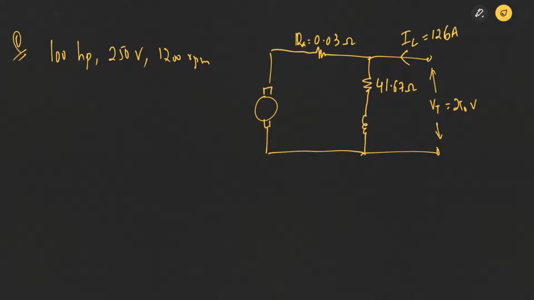So IL is equal to 126 amperes at 1103 rpm. This is not the line current at 1200 rpm, this is the line current at 1103 rpm. We need to find out the motor speed if the field resistance RF is raised to 50 ohms.